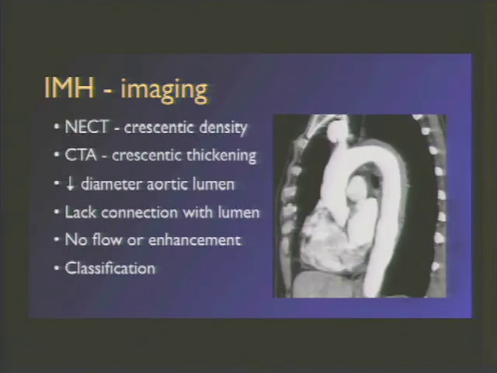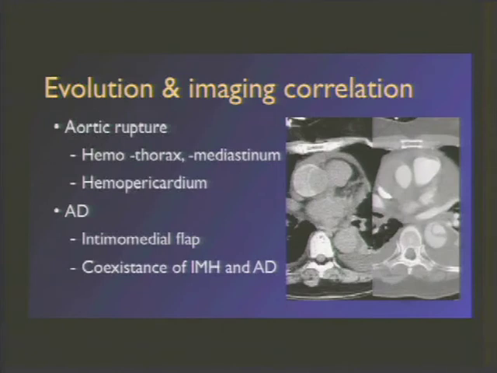One important thing is that intramural hematoma is generally going to be associated with a decrease in the diameter of the aortic lumen. Like you can see here, there's a little bit of an abrupt change where the intramural hematoma ends. And that's a feature that is very classic of intramural hematoma as well.